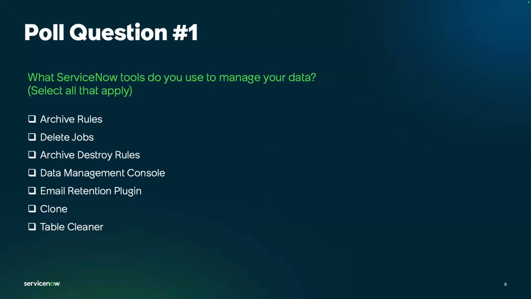Archive rules, delete jobs, archive destroy rules, data management console, email retention plugin, clone, table cleaner. Select all that apply. Go ahead, take your time. Excited to see what you guys use today in our tools. Okay, so it looks like we have quite a few people using clone, about 75%. We have a lot of folks after that using archive rules, and then email retention and archive destroy rules, table cleaner. Data management console looks like it comes in a little bit low. So excited to talk through with you guys.